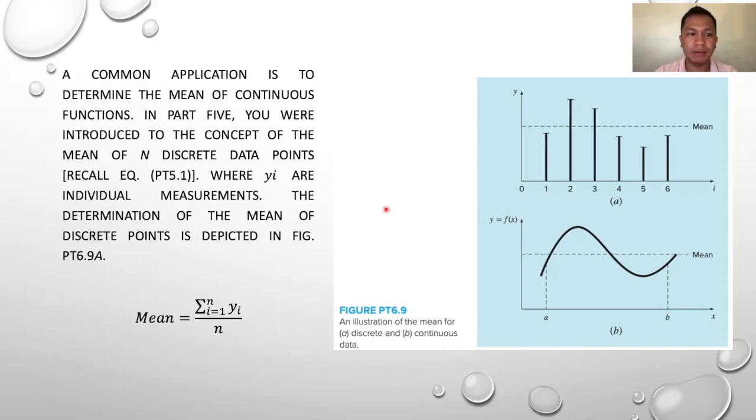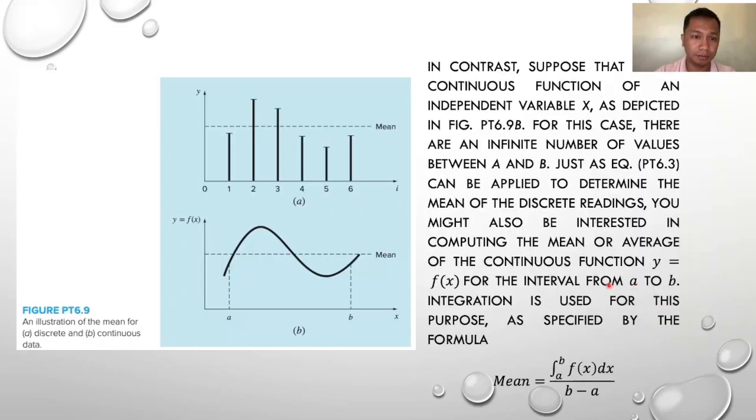Please recall equation PT 5.1, where yi are individual measurements. The determination of the mean of the discrete points is shown in this figure. So these are the discrete points, discrete data, and this is the continuous data.